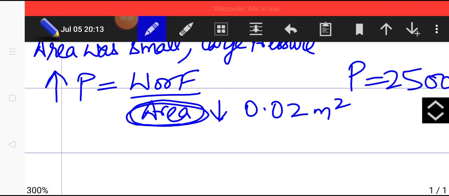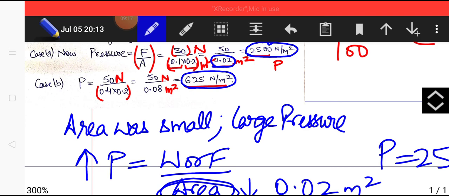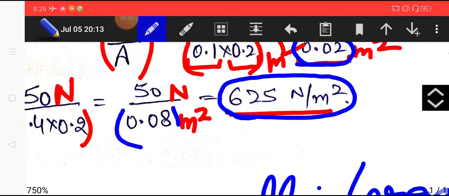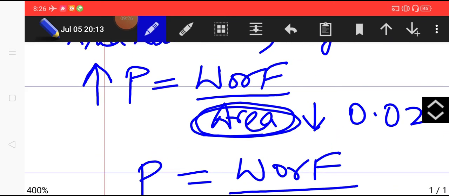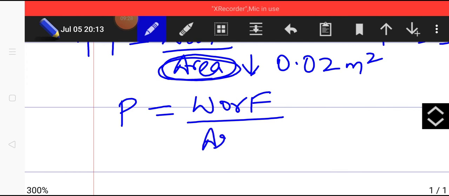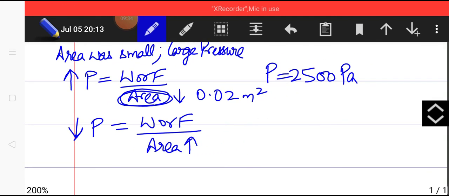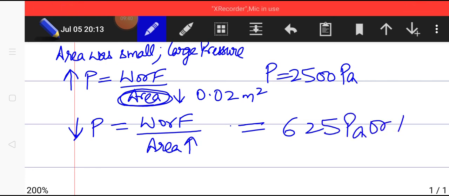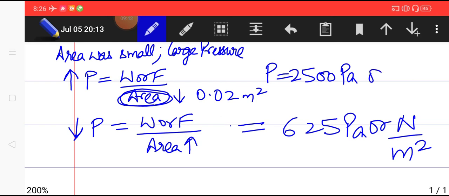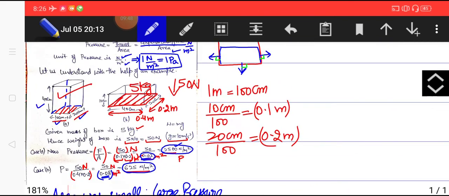In the second case, we observed our weight or force of the box is the same, as the same box is being used, but the larger area side is used towards the bottom. 0.08 is much larger than 0.02. So when in the formula our area is increased, we have observed that pressure has decreased. So the value of pressure becomes from 2500 to only 625 Pascal or Newton per meter square. ठीक है, तो आप ये देखो कि किस तरीके से सेम बॉक्स होते हुए सेम मास.